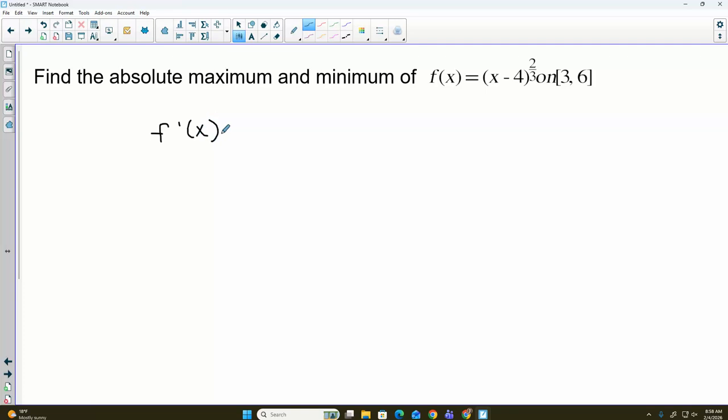So the derivative, exponent comes down, inside stays the same. Subtract 1 from the power. So 2/3 minus 1, negative 1/3. Chain rule, derivative of the inside is just 1. So what this means, what's a negative 1/3 power do? So I have the cube root of x minus 4 on the bottom. What if it were x minus 4 to the negative 2/3? How would we show that?